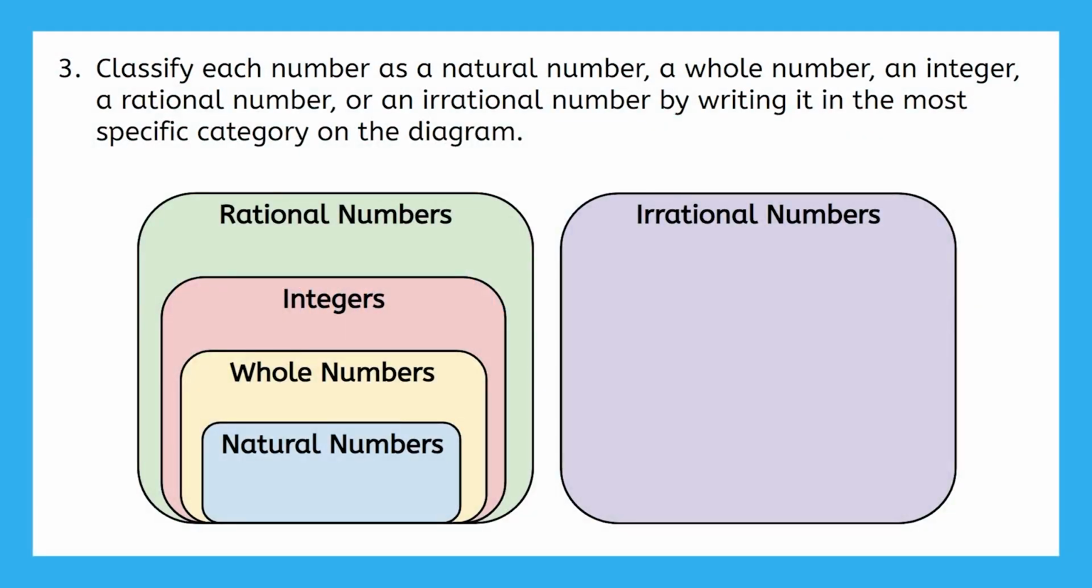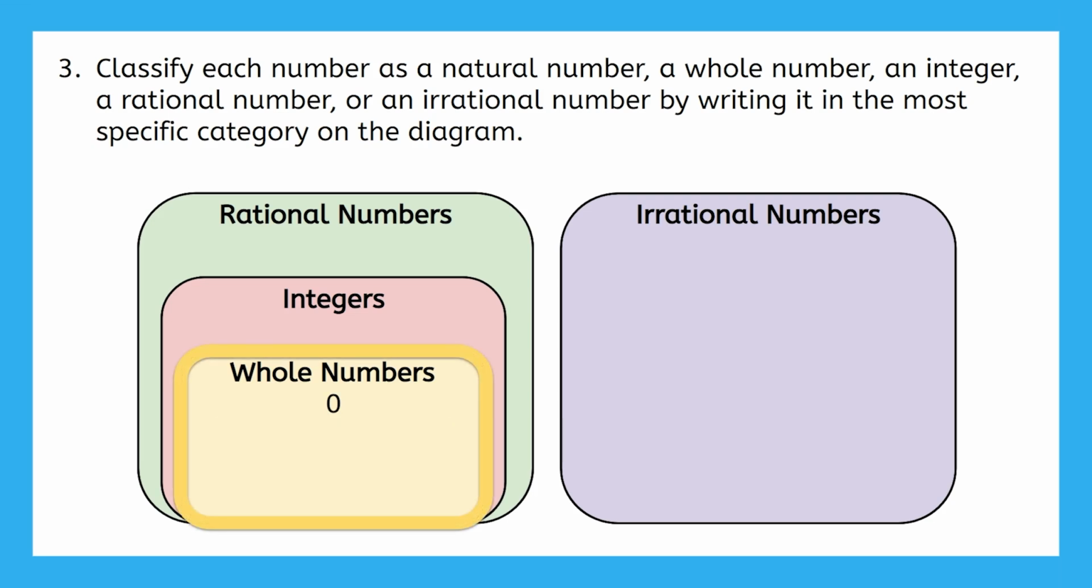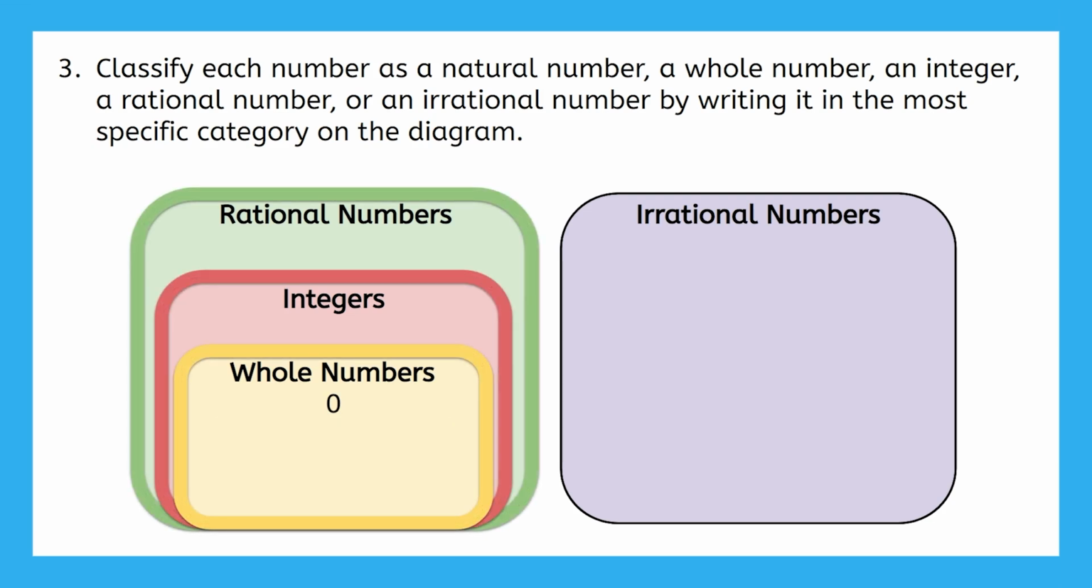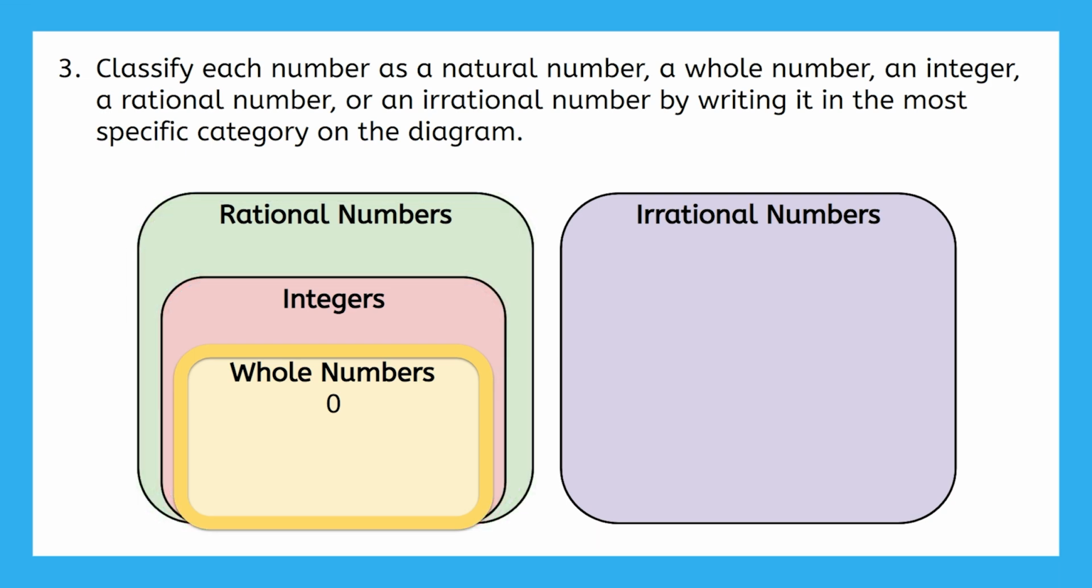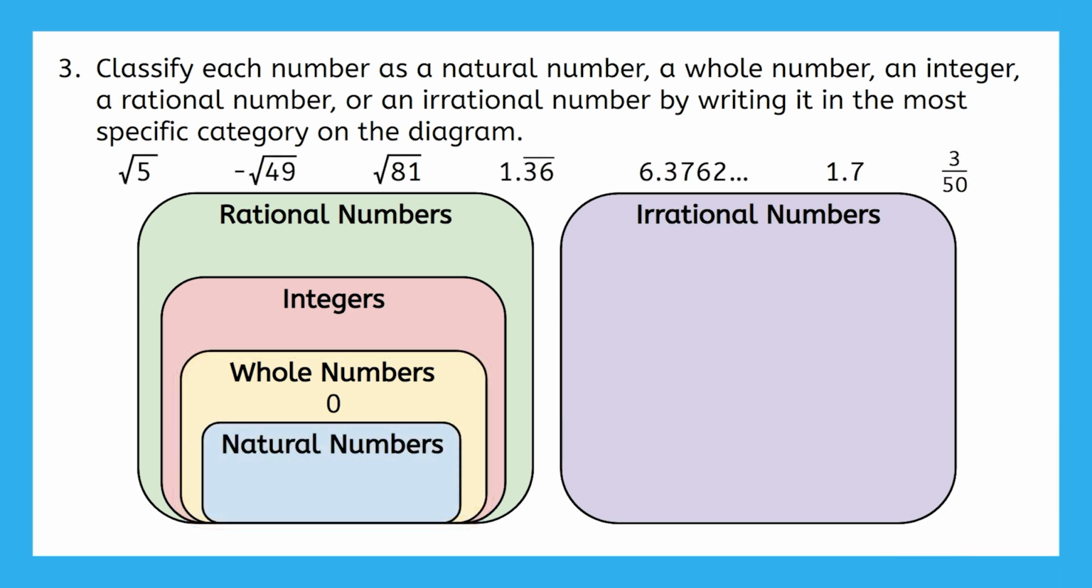Classify each number as a natural number, a whole number, an integer, a rational number, or an irrational number by writing it in the most specific category on the diagram. For example, 0 is best classified as a whole number. 0, like all whole numbers, is also an integer and rational number, but whole numbers is the most specific category that it belongs to. Go ahead and pause the video to classify this list of numbers in your guided notes.